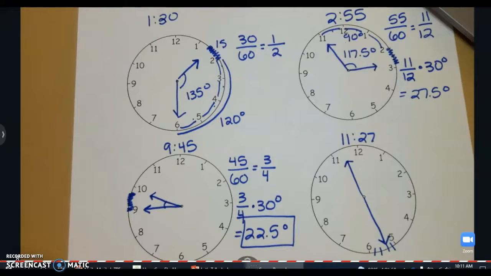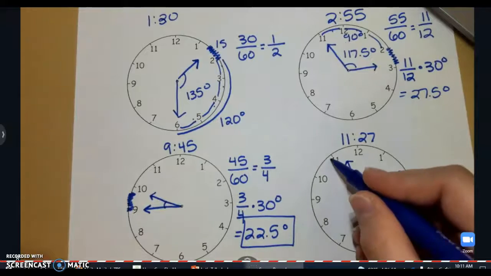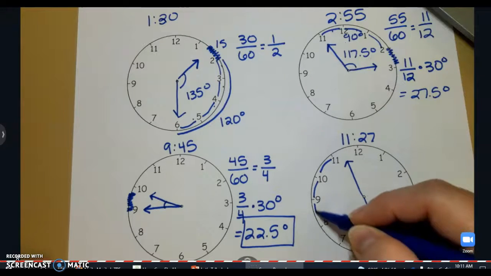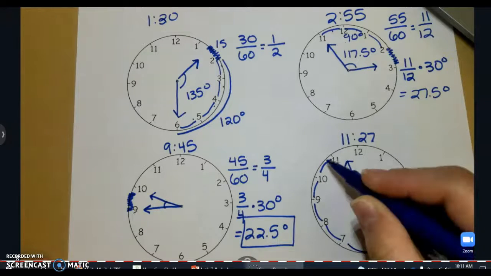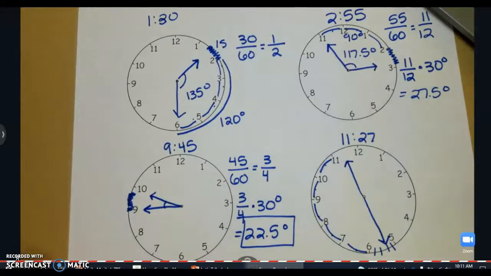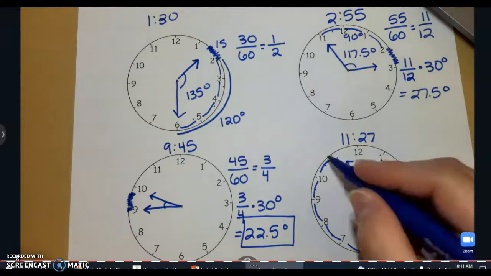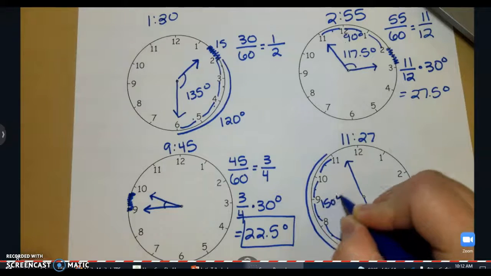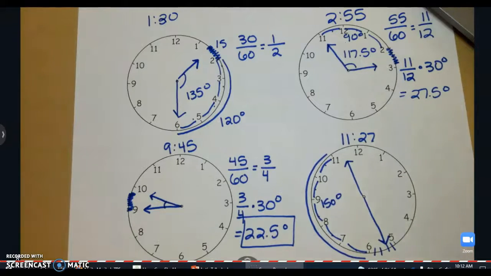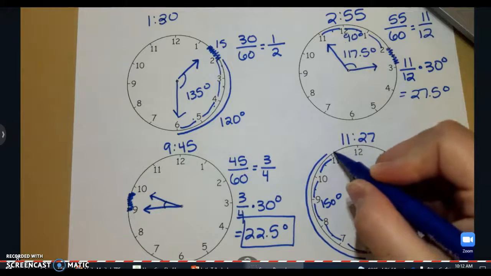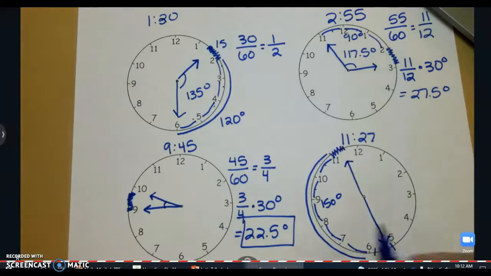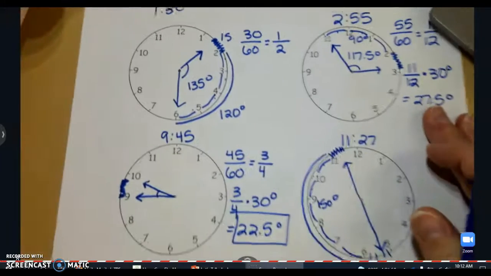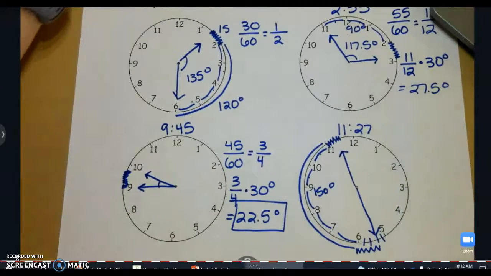Okay, so let's look at our whole intervals. We have from 11 to 10, 10 to 9, 9 to 8, 8 to 7, and 7 to 6. That's 1, 2, 3, 4, 5 intervals that are each 30 degrees. So from the 11 to the 6, that's 150 degrees. Now what's different about this one is we have 2 partial pieces to find. We need to find from the 11 to the hour hand, and we need to find from the 6 to the minute hand. We need to find both of those angle measures in order to get the total angle.